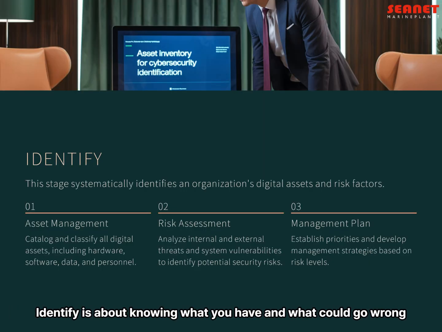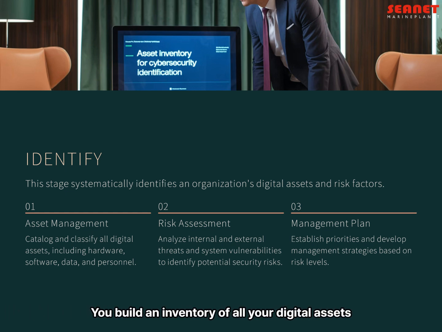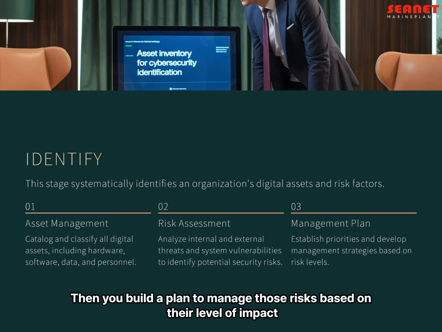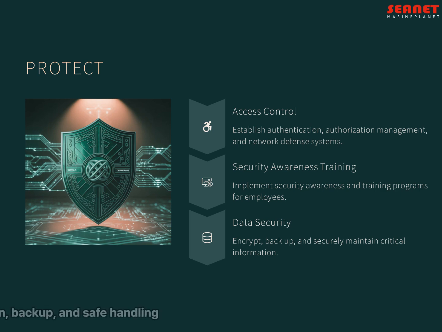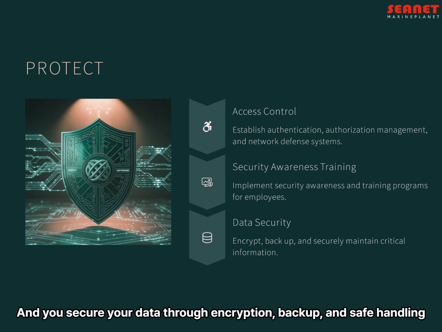Identify is about knowing what you have and what could go wrong. You build an inventory of all your digital assets. You analyze internal and external threats and vulnerabilities. Then you build a plan to manage those risks based on their level of impact. Protect focuses on keeping your systems safe. You set up authentication, authorization, and network defense. You train your people to be aware of security threats, and you secure your data through encryption, backup, and safe handling.